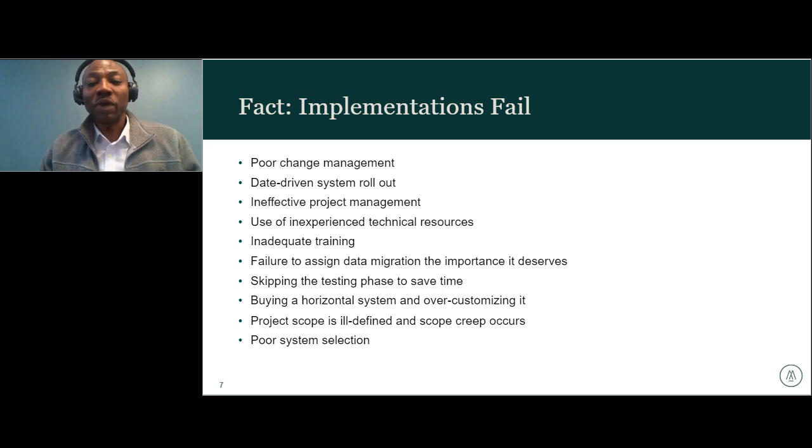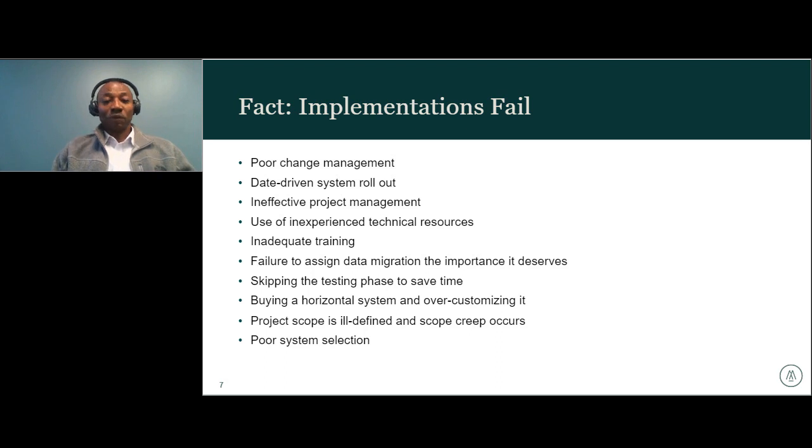Implementations also fail when the scope is not well defined. The project scope is the documentation of the project requirements, the deliverables, cost, and deadline. When the project scope is poorly defined, what you find is everyone then tries to shape the implementation, resulting in scope creep and cost overruns.